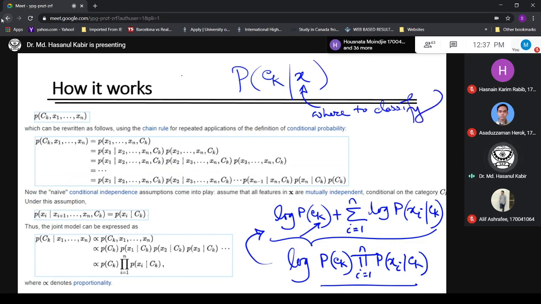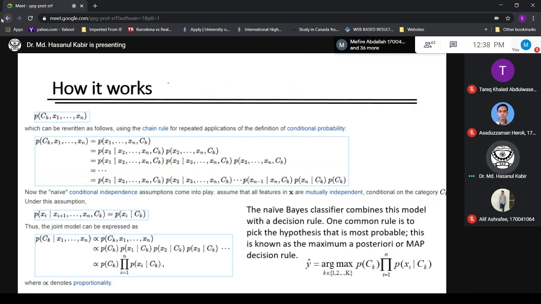You compute the argmax over x, for different values of k equal to 1 up to the number of classes, and then you pick the one with the highest probability, right? Yes or no? Yes, sir. So that means your predicted class is going to be that particular class k for which you get the highest probability.